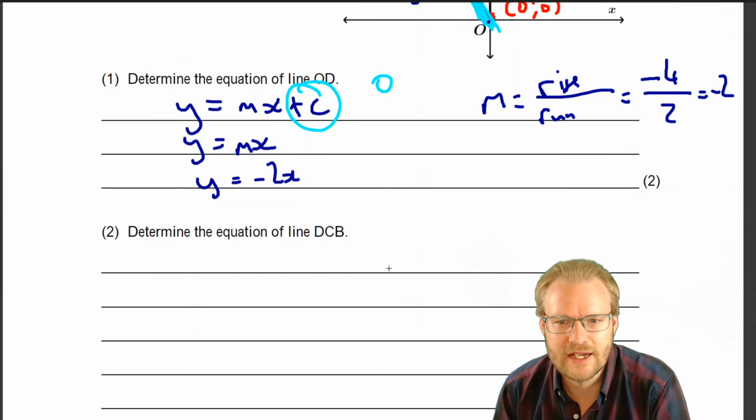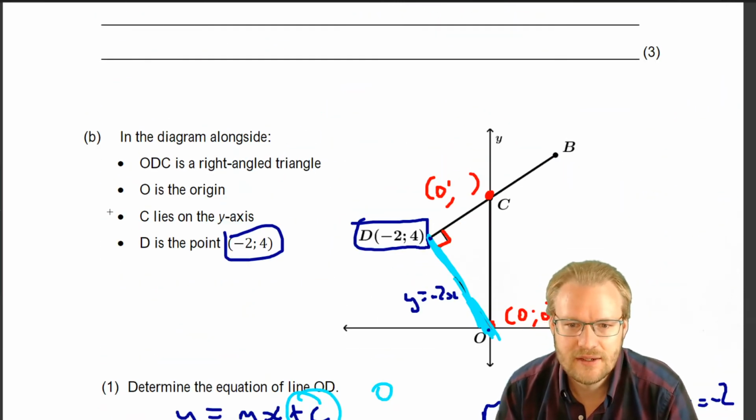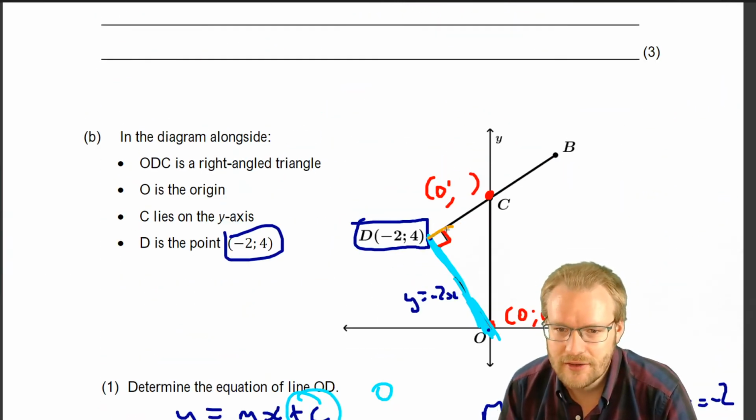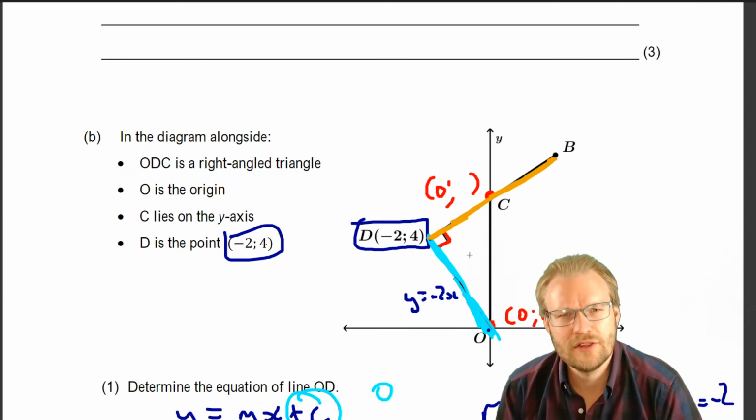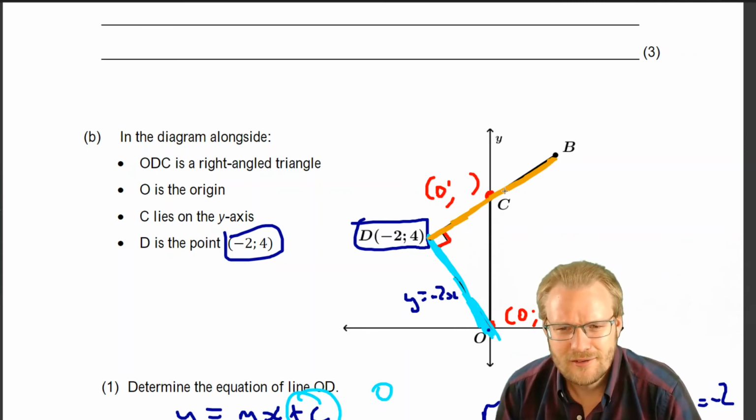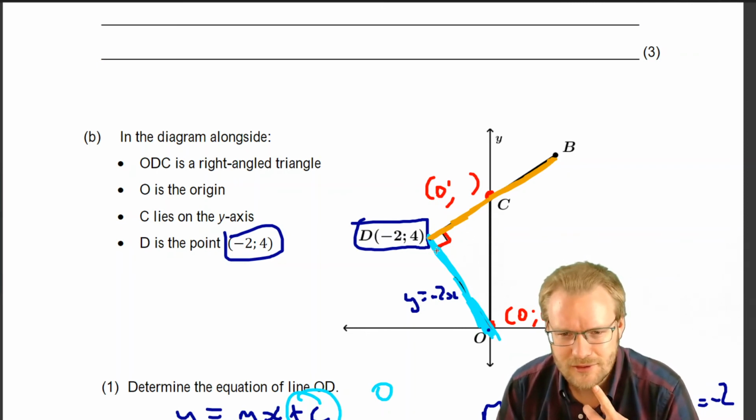Determine the equation of line DCB. Let's scribble it in another color here. Okay, DCB. We know quite a lot about this line. Do we know anything about a point that it goes through? Well, there it is, it goes through D. Do we know anything about its gradient? It's a terrible leading question. Yes, of course we do. How do we know? Look at that.